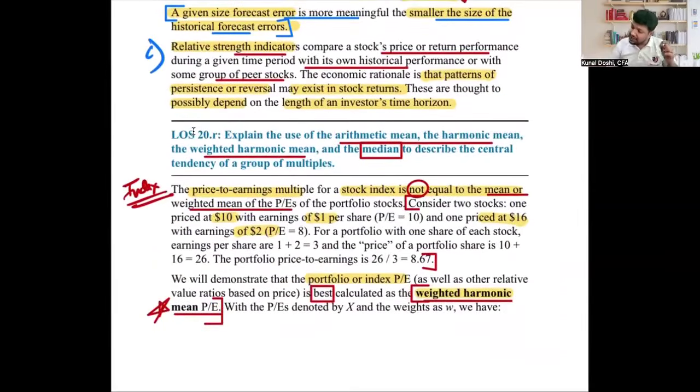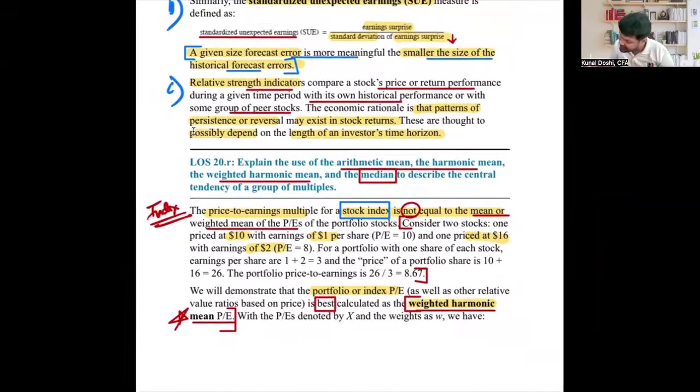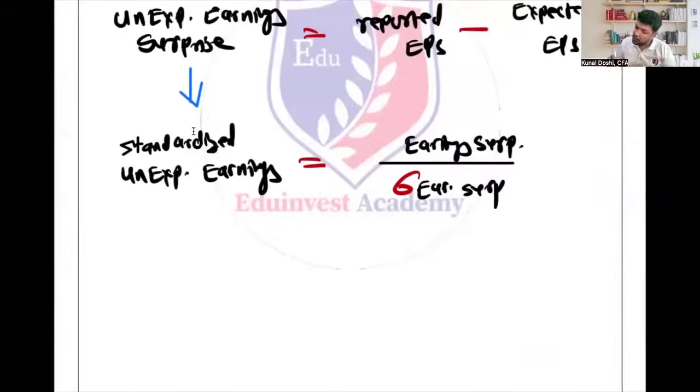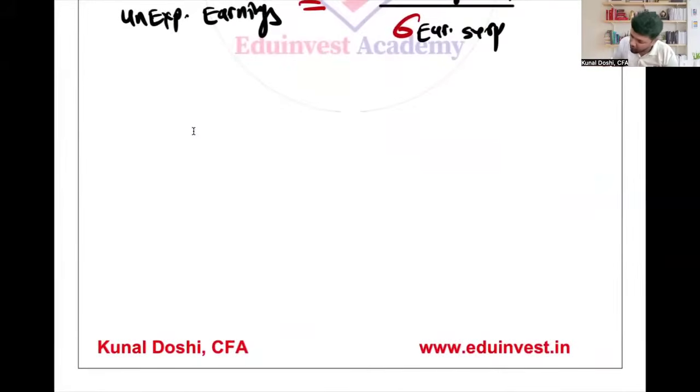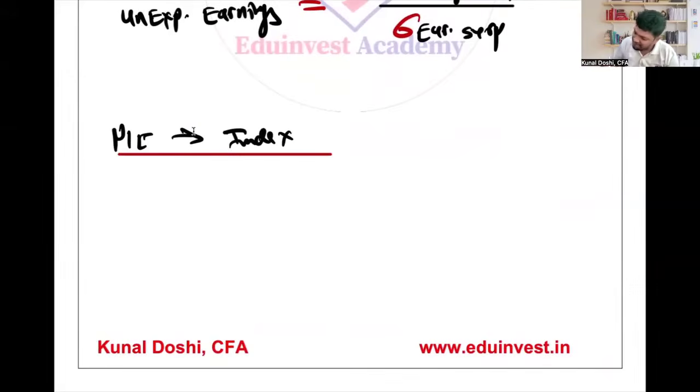But remember, I was discussing that when we look at the PE ratio of a stock index, it has multiple securities. So using the arithmetic weighted mean or harmonic mean will not give us an accurate result. Here we have to use the weighted harmonic mean whenever we are looking for the PE for the index or portfolio. Very important.